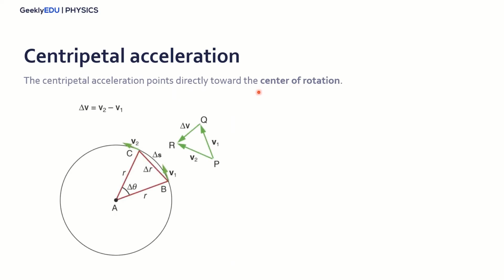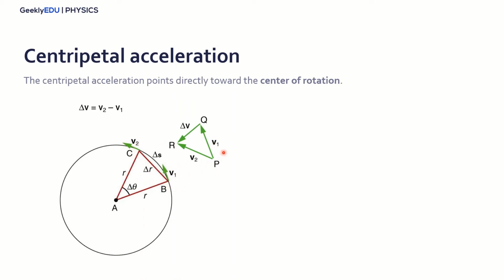When you talk about velocity, it's reasonable to talk about acceleration now. In a circular motion, we have something called the centripetal acceleration. That's an acceleration that points directly toward the center of rotation. So imagine this scenario: we have a particle doing this circular motion, and between B and C we have 2 velocities. They can have the same module, but remember, velocity is a vector.